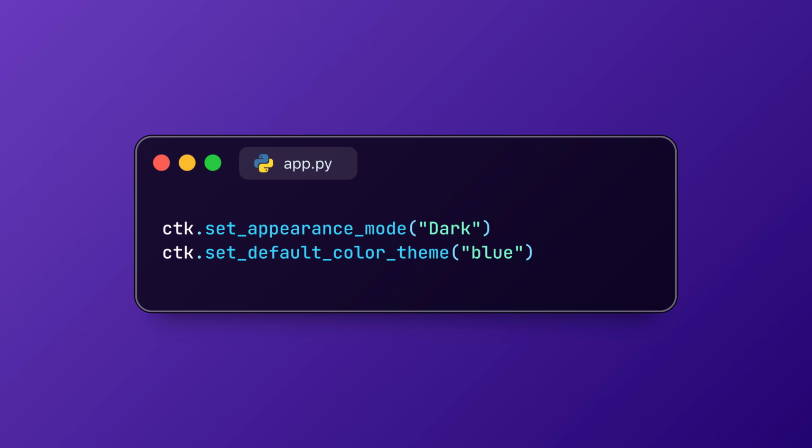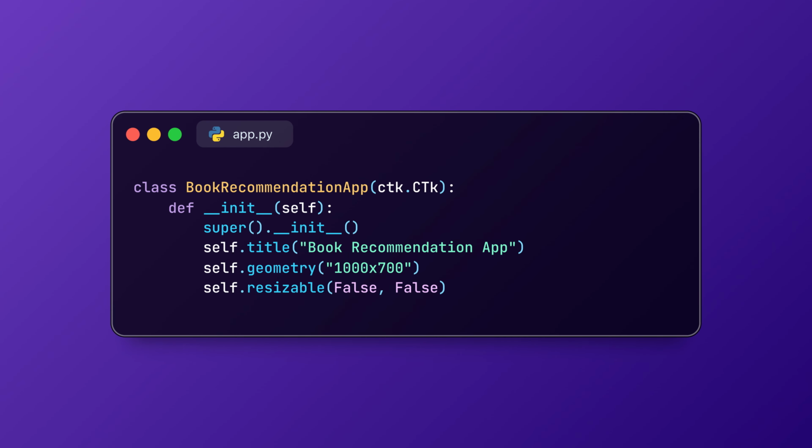Next, let's configure the look and feel of our app. CustomTkinter allows us to set the theme to dark, light, or system mode. We'll also set a default color theme to blue for a modern touch. We now define the main class for the app, inheriting from the CTk class provided by CustomTkinter. This is where we'll configure the window size, title, and overall layout. Here we've set the title to Book Recommendation App and adjusted the size to 1000 by 700 pixels for a desktop-friendly layout. Now let's add a header and search bar.